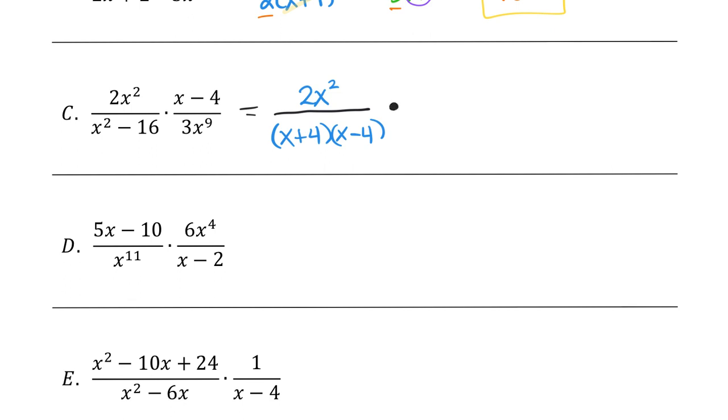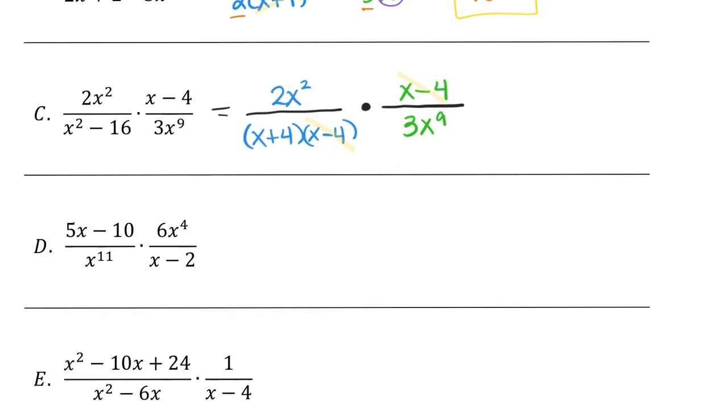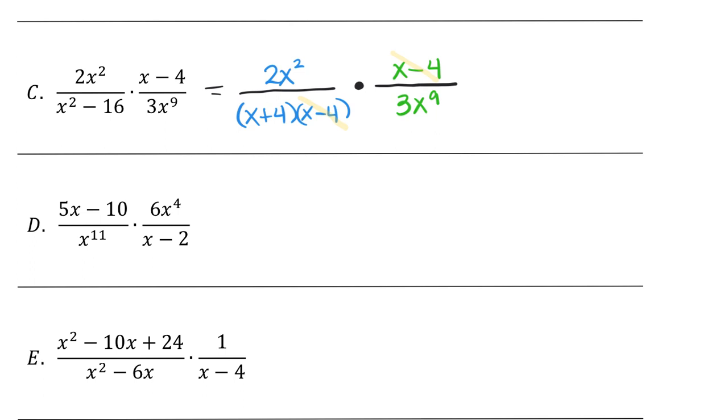Okay, let me bring over the next fraction. On the top, I have x minus 4. There's no number. There's no squared, so I'm going to leave it alone. And the 3x to the 9th is a monomial, so I'll leave that alone. Top to bottom, cancel, cancel. Okay, the x's are going to cancel. So I have x to the second at the top and x to the 9th at the bottom.